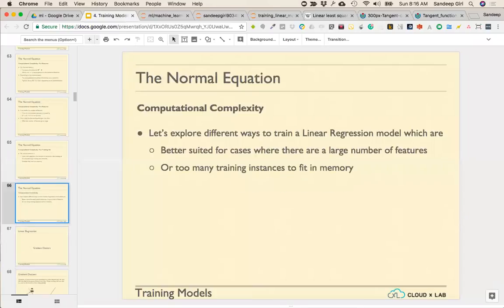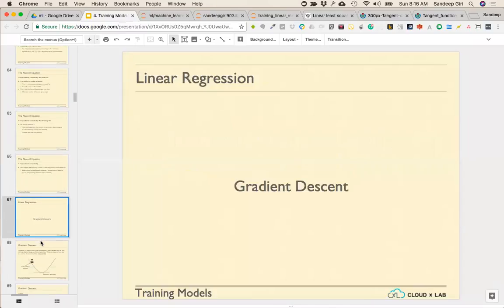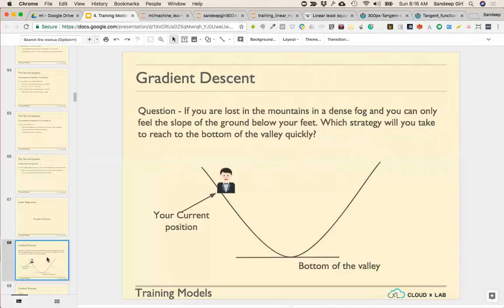That's where the iterative approaches come into play. The first iterative approach that we're mostly going to talk about in linear regression is gradient descent. Okay, this is something which we have talked about again and again. If you are lost in the mountains in a dense fog and you can only feel the slope of the ground below your feet, which strategy will you take to reach the bottom of the valley quickly?